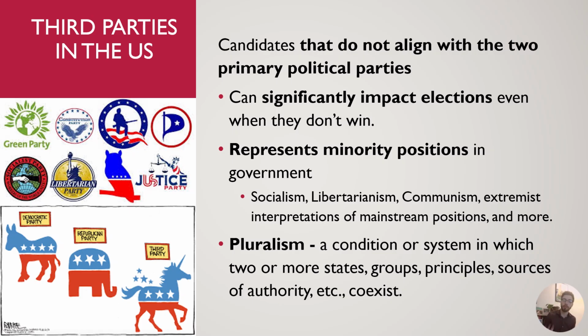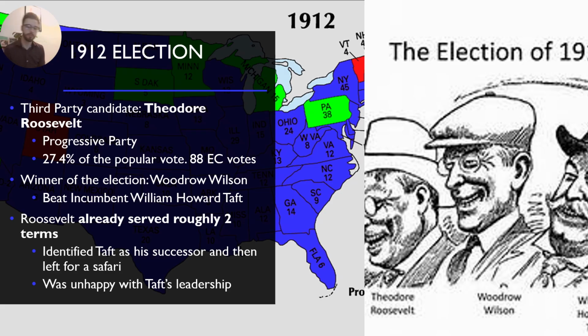And we also have to revisit that concept, pluralism. Third parties do exist because we are a system of government in which two or more groups, principles, or sources of authority coexist and vie for power within this single system. Remember, there is a wide-ranging approach to identifying and defining pluralism as long as you summarize the multiple groups within single systems. So let's talk about 3 specific elections with third-party candidates that obtained a notable percentage of the popular vote.